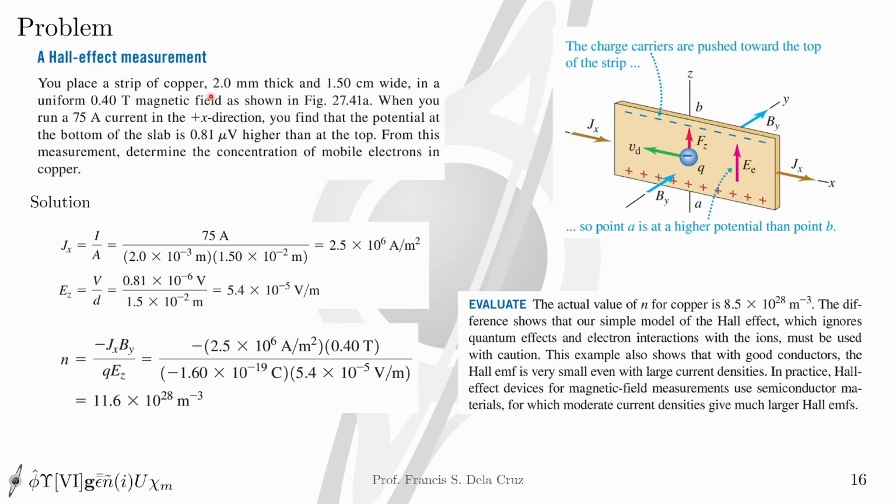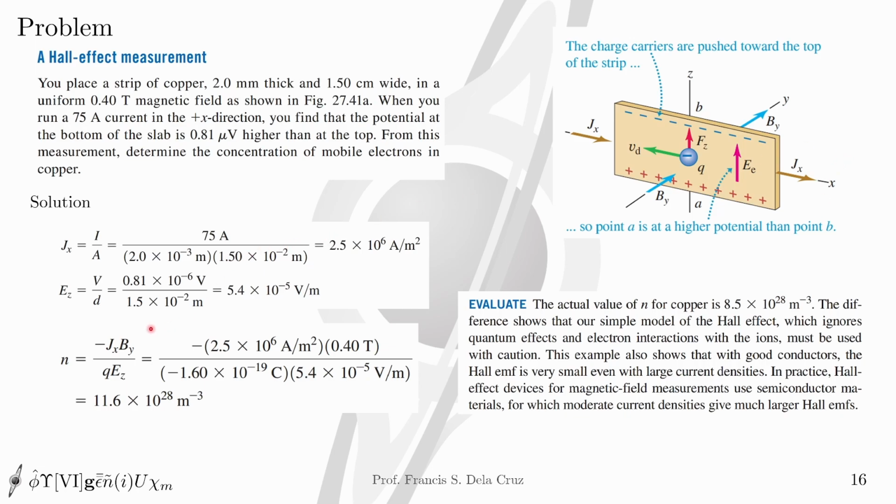Of course, you need to convert. So it's 0.002 meters times 0.015 meters, okay, to get the cross-sectional area, as you can see here. Okay? And then the current is 75 towards the positive X direction.